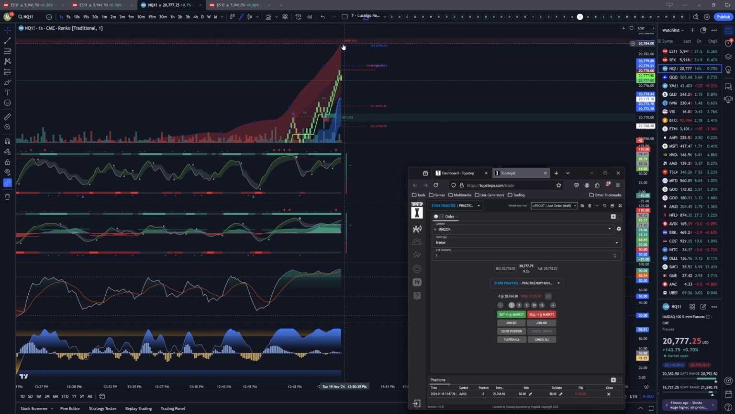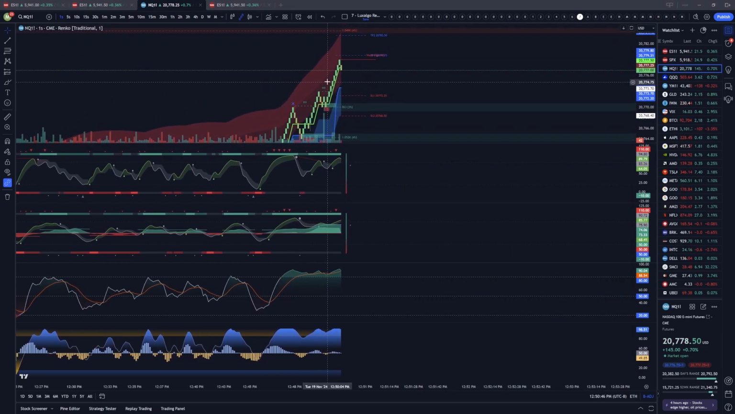Next red order block, I'll take another sell. Basically, that's my strategy. You keep selling on red, you keep buying on green, and obviously you want to go with the trend. I'm kind of trading against the trend, which was kind of stupid of me.